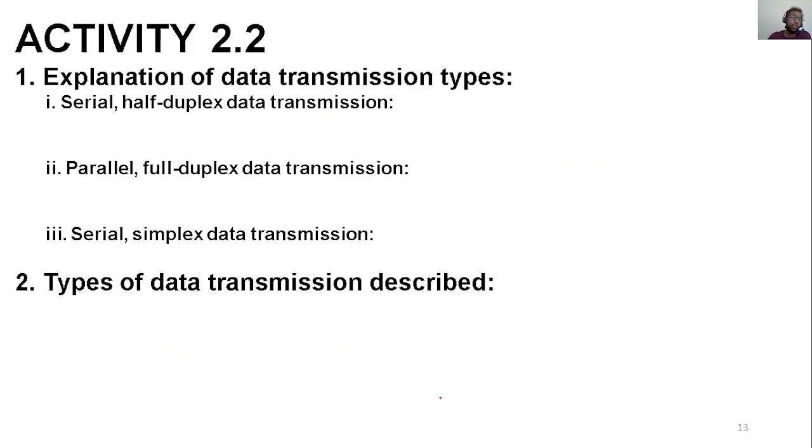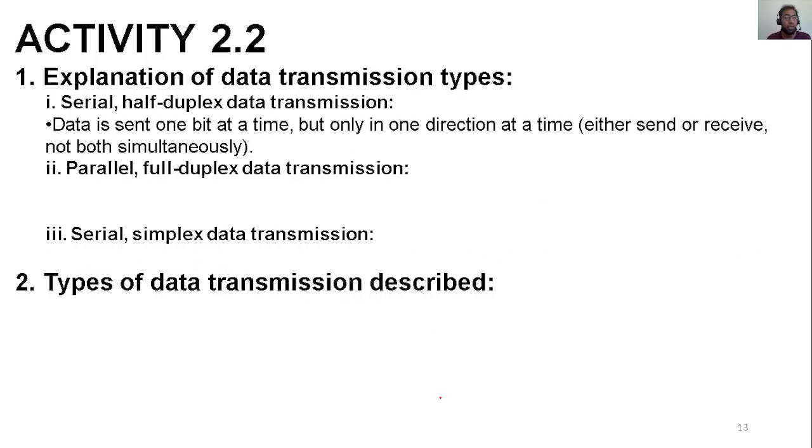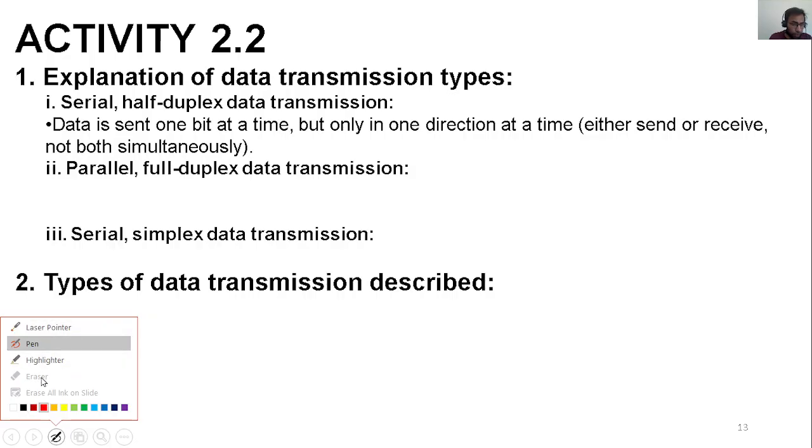Now let's see these questions, and our concept will be way more clear. Let's see the explanation of data transmission types. The first type is serial transmission. Serial and half duplex transmission. What will be the serial and half duplex transmission? Basically, data is sent one bit at a time, but only in one direction at a time. Either send or receive, not both simultaneously. That is a part of explaining this serial. And whereas, okay, let me end this here.